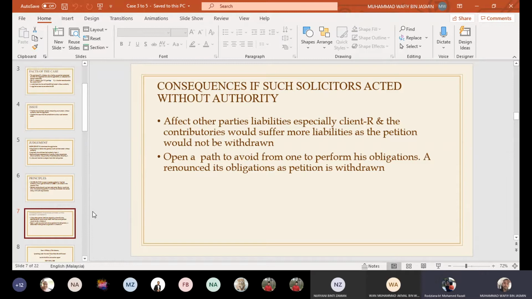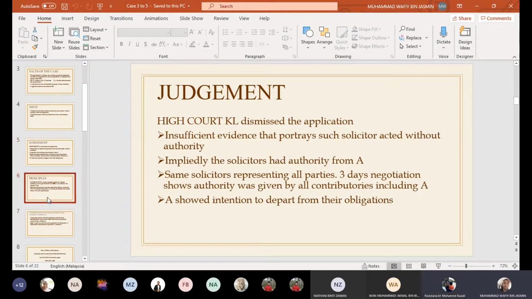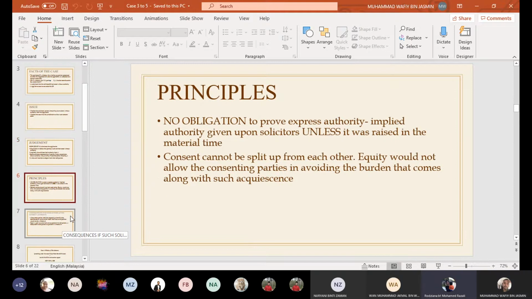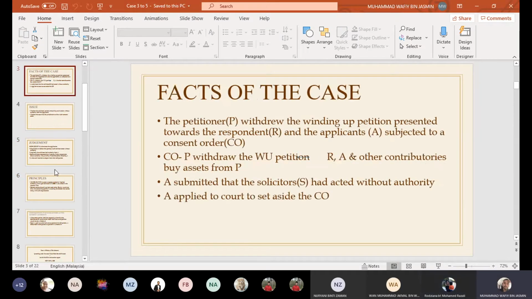Okay, in this case, was the compromise, or the consent judgment, set aside or did it stand? The consent judgment remains to be enforced, madam, because the application to set aside the consent judgment was dismissed by the High Court of Kuala Lumpur. Okay. The reason being?